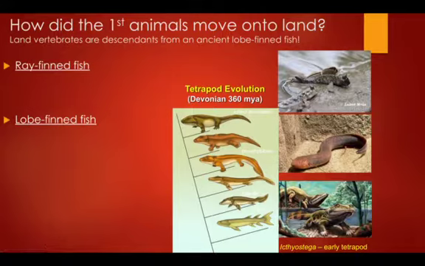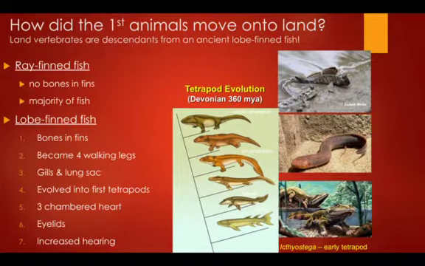All right, so how did the first animals move onto land? So we have ray-finned fishes. So these are ray-finned fishes down here. And some ray-finned fishes actually start to have thicker bone that goes into the fin. So ray-finned fishes don't have bones in the fins, and this does consist of the majority of fish. But we had the evolution of some lobe-finned fishes. So here's the first lobe-finned fish, and this is when the bones start to go into the fins, and they can start pulling themselves up onto land.